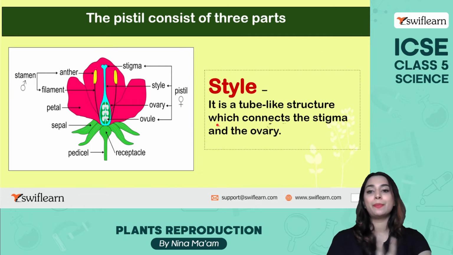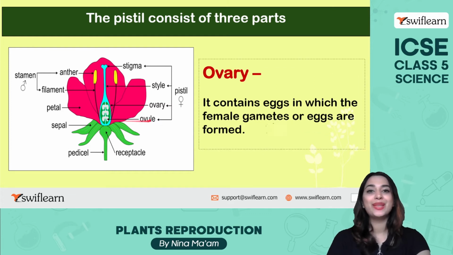And what is meant by the style? Style is over here. You can see the loop-like structure, that is the style. So style is a tube-like structure which connects the stigma all the way to the ovary. You can see the ovary over here. So the style is connected to the stigma and the ovary. And what is the ovary? You can see the ovule over here, right? The ovary contains the eggs, which are the female gametes.